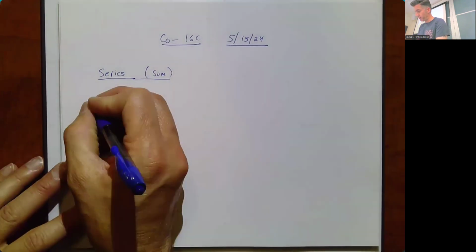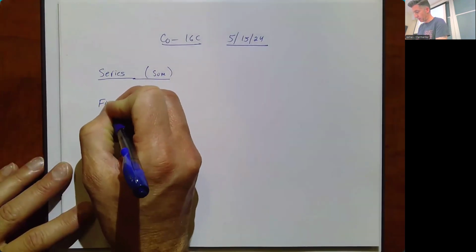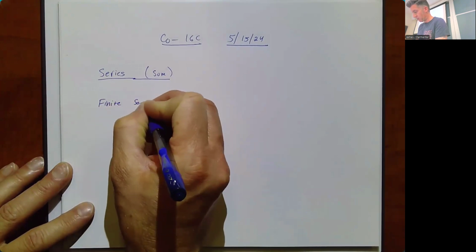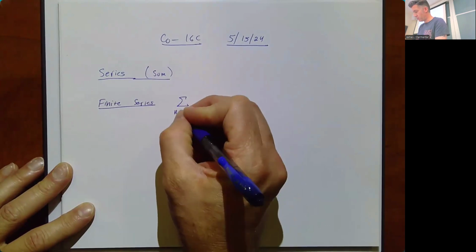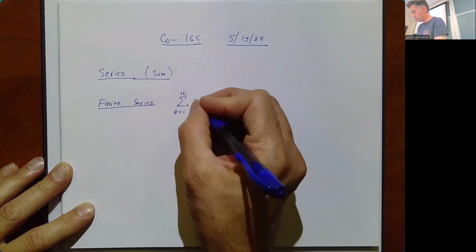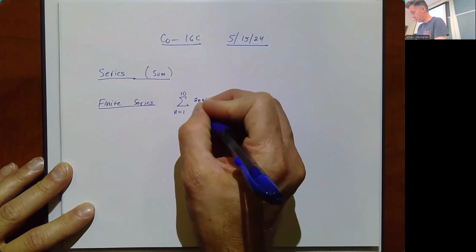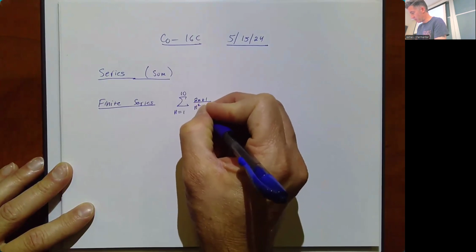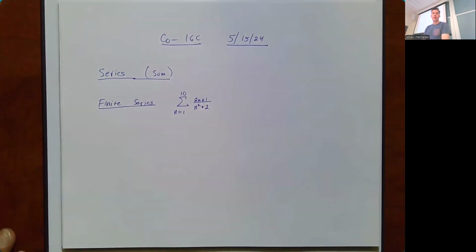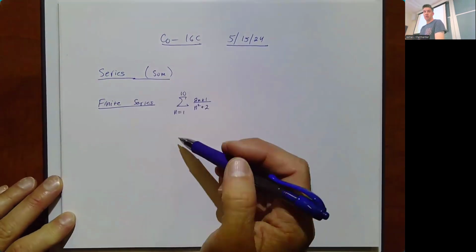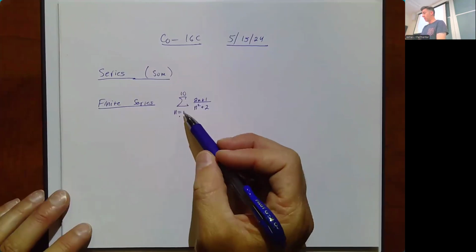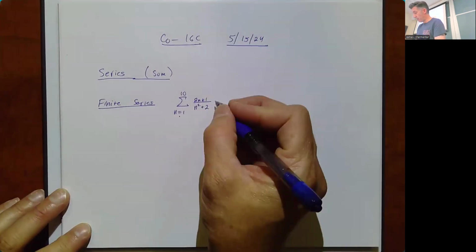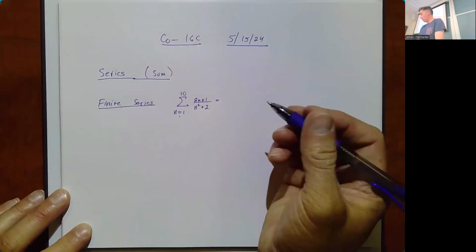So for example, a finite series could be something like the sum from n equals 1 to 10 of (2n plus 1) over (n squared plus 2). And then you could actually write out all the terms. All this sigma notation means is that we're starting at n equals 1 and substituting that value in, and then we're increasing n to 2, 3, etc., all the way up to 10.